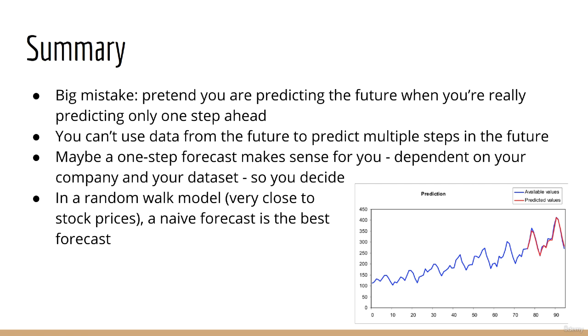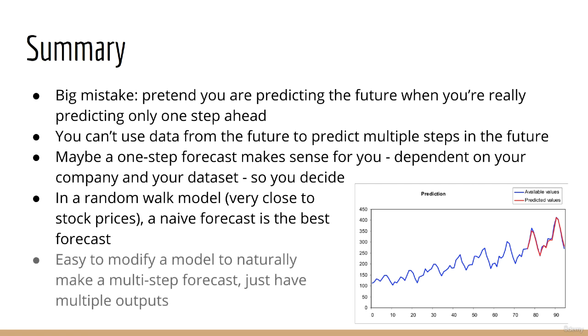In addition, we saw that aside from building a one-step model and then iteratively applying it to predict multiple steps into the future, there is an easy modification. We can simply use a neural network with multiple output nodes representing the multiple steps in the future that we want to predict.